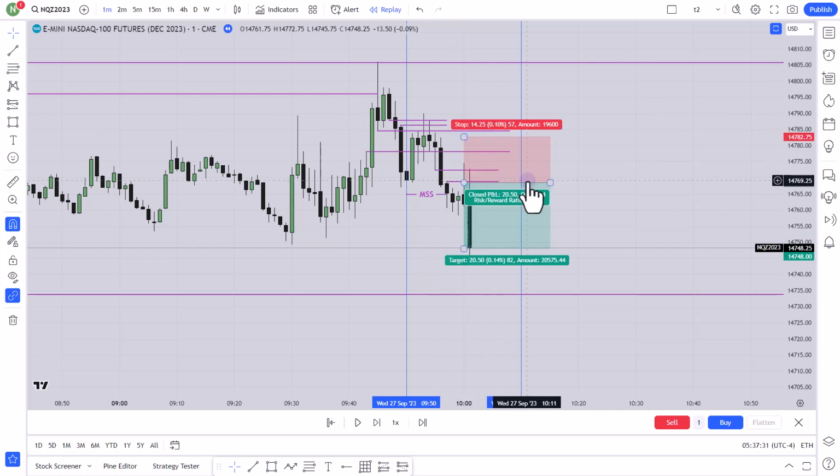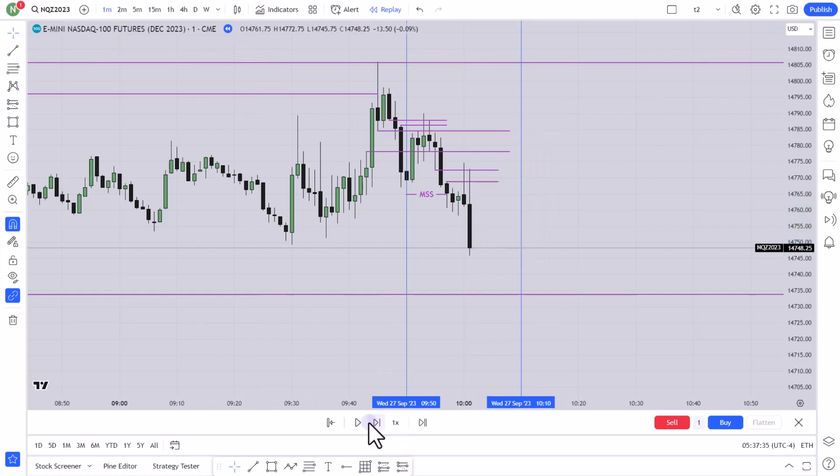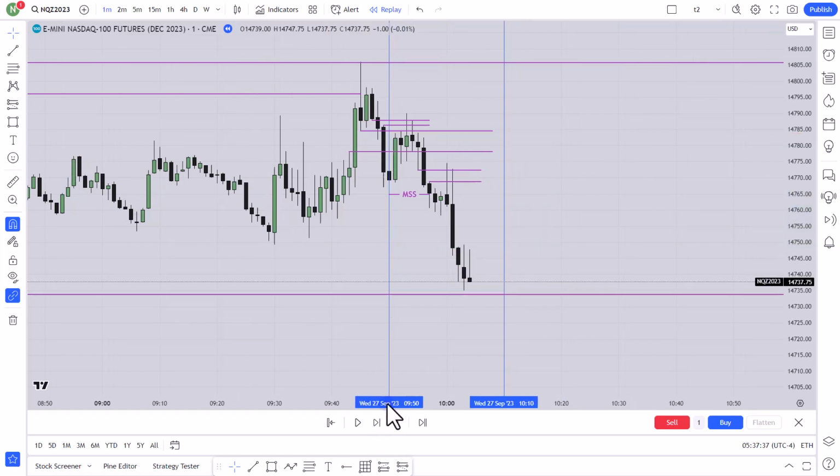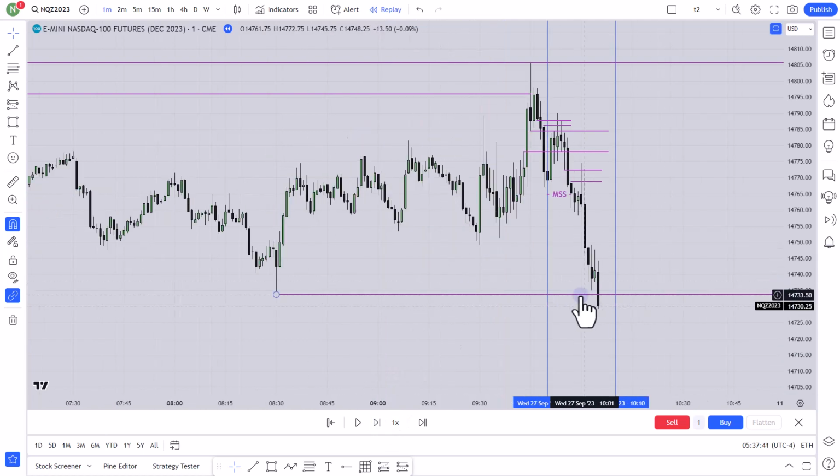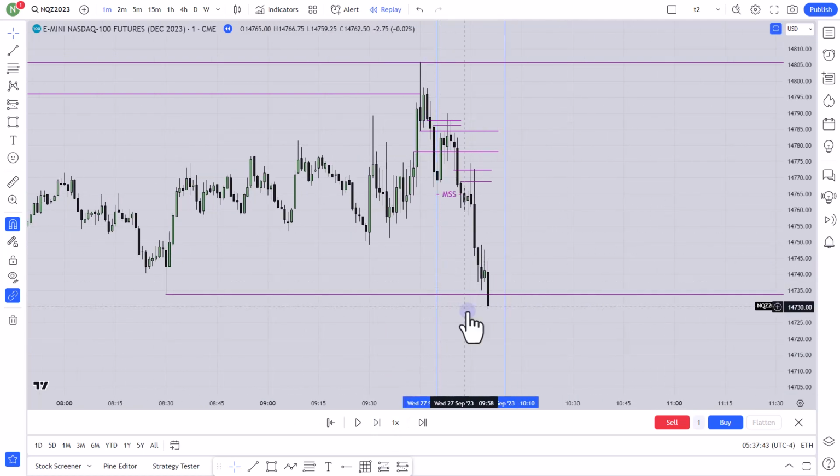So that was the morning session, and you see at last it has actually cleared the liquidity from here. This is the first macro, 950 to 1010. Now I'll go to the 1050 to 1110 macro. So let's go over there.